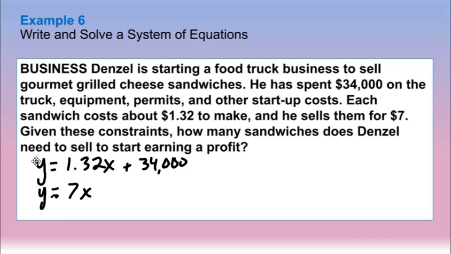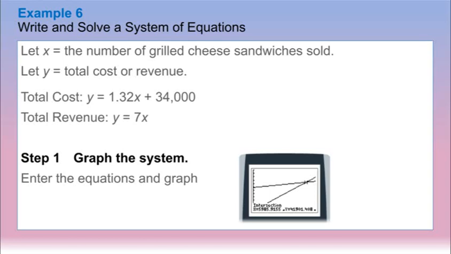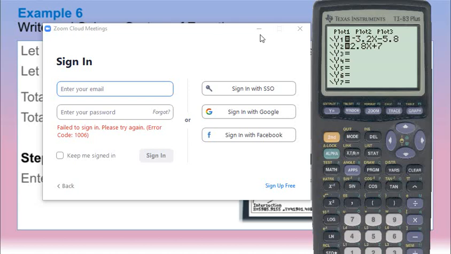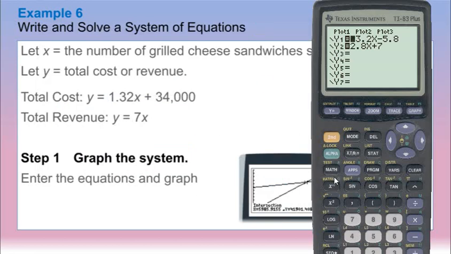We're going to use our graphing calculator to solve this one. So x is the number of sandwiches, y is the total cost or revenue. Again, here we have our two equations, one for total cost, one for revenue. We're going to type those into our calculator. So I'll grab our calculator here, our y equals. Clear everything I have.